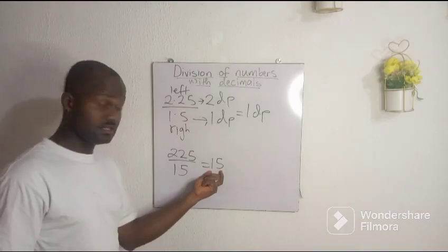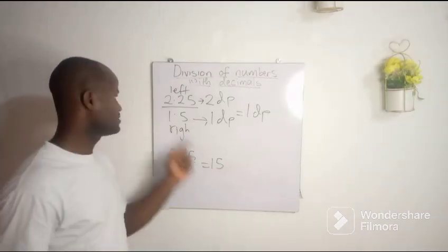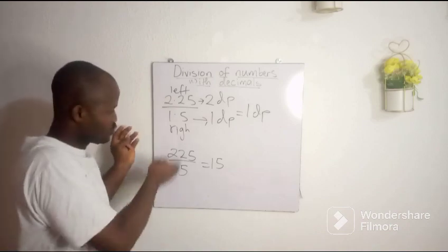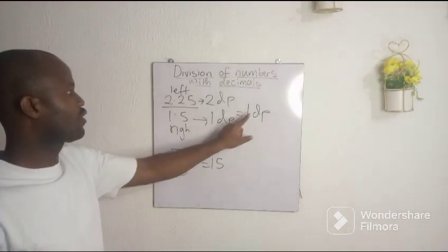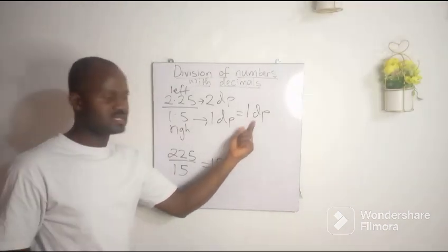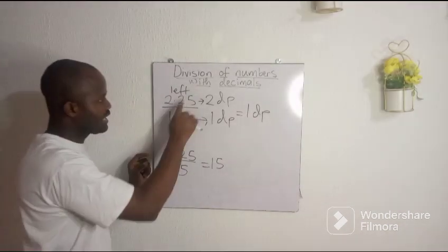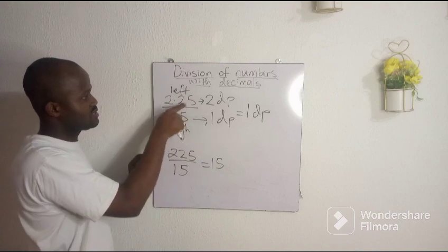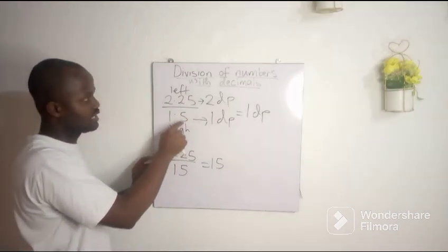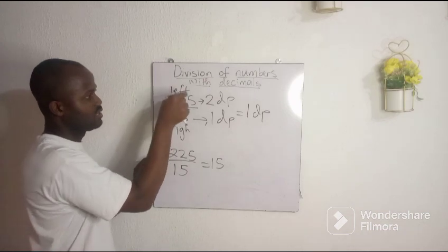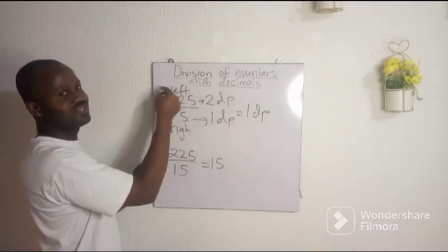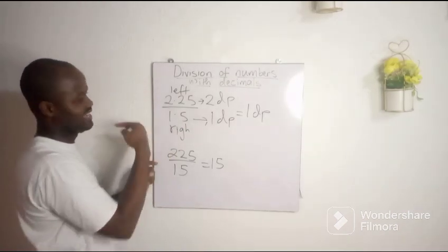So 15 is not the answer to 2.25 divided by 1.5, right? It's only the answer to this one here. So let's now come back to what we had at first. 1 decimal place. And which one has the larger number of decimal places? The numerator has 2 decimal places and this denominator has only 1. So the larger number of decimal places is the numerator. It means we're going to move 1 decimal place towards the left.